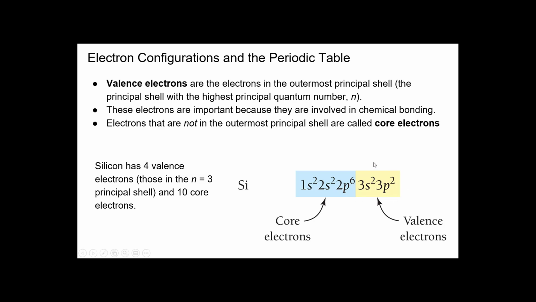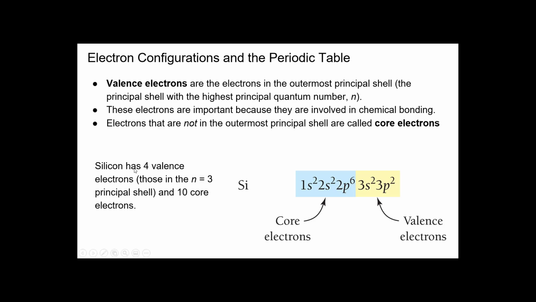This means that these valence electrons are involved in all the chemical reactions, and the core electrons stay closest to the nucleus and do not interact. That happens with all the elements. All the elements have a certain amount of valence electrons and core electrons. Electrons that are not in the outermost principal shell are called core. They stick close to the element, and they have nothing to do with chemical reactions. When we start dealing with chemical reactions, it's only the valence electrons that take part.